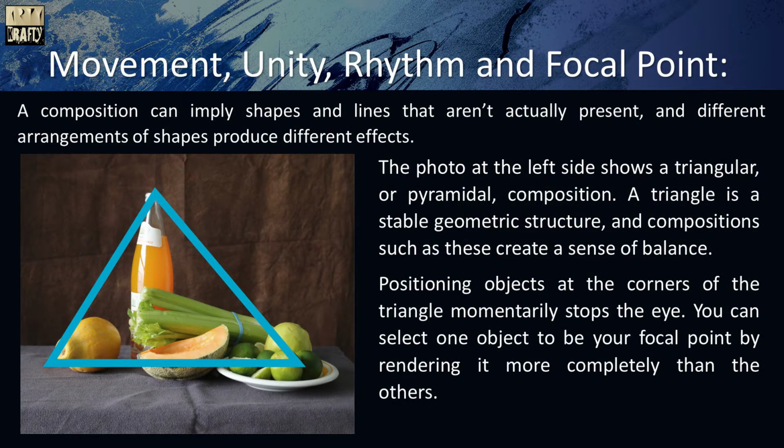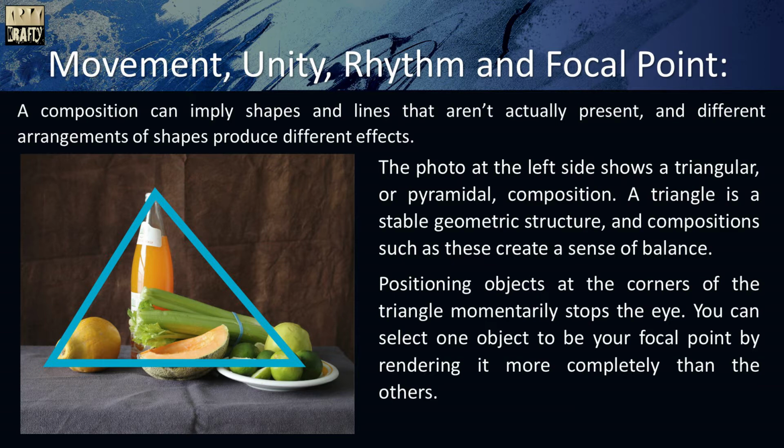Movement, unity, rhythm and focal point. A composition can imply shapes and lines that aren't actually present, and different arrangements of shapes produce different effects. The photo at the left side shows a triangular or pyramidal composition. A triangle is a stable geometric structure and compositions such as these create a sense of balance.